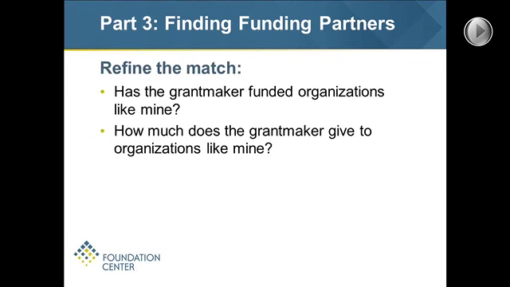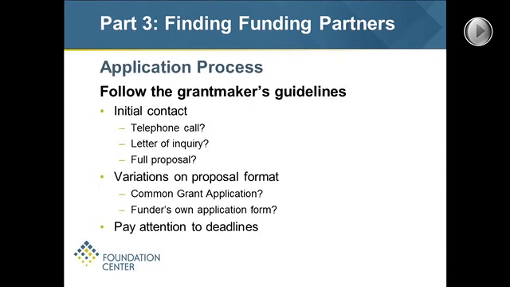So in doing that research, you sort of look for a pattern of giving. So their range for organizations your size and scope might be, you know, $10,000 to $30,000, but their range in all might be $1 million to $1,000. So you have to figure out where you fit in terms of the pattern of giving for organizations of your size and scope. We'll talk a little bit about the application process.